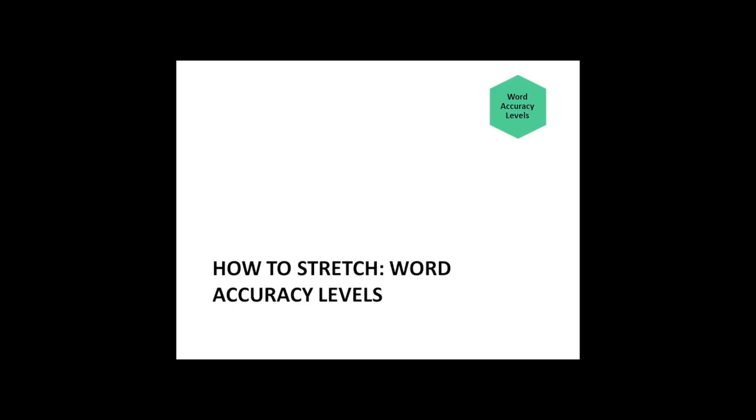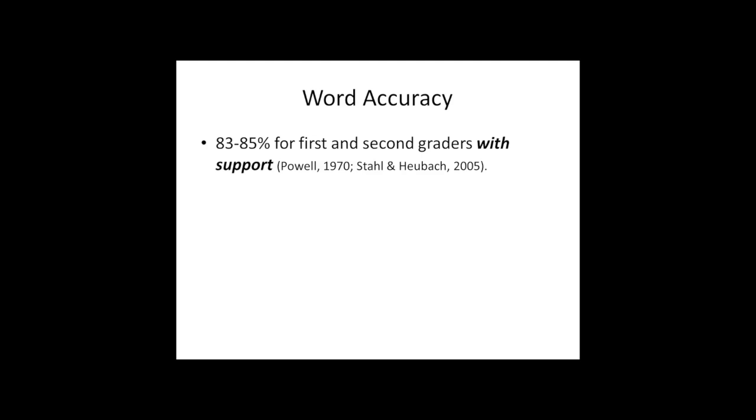If we think about how to stretch students and we consider word accuracy levels, there have been studies that have suggested that 90% may or may not be necessary, especially for younger readers. There are two studies that suggested that first and second grade students might be able to read at an 83 to 85% accuracy level and still do fine.